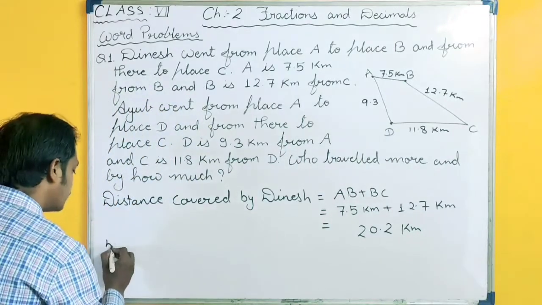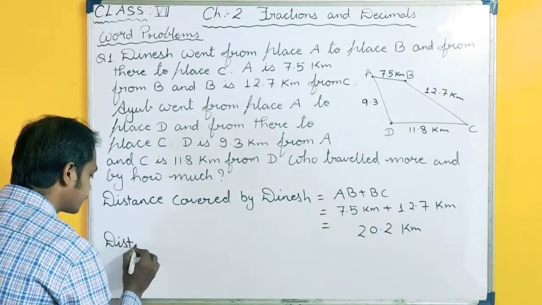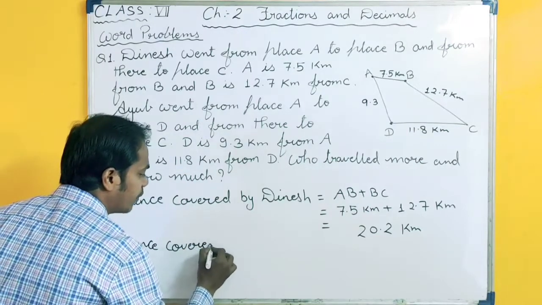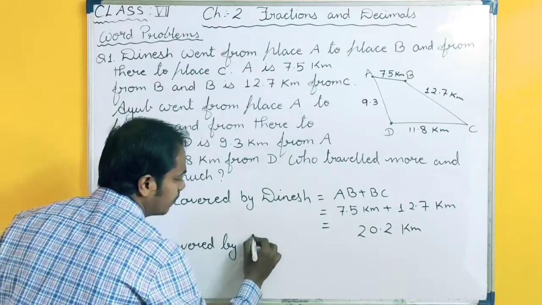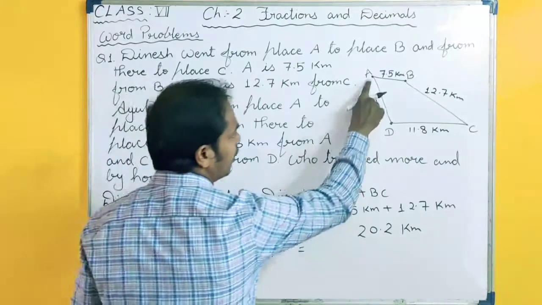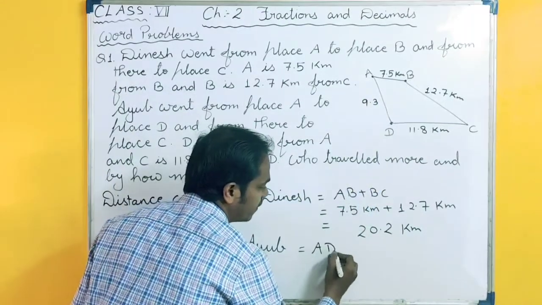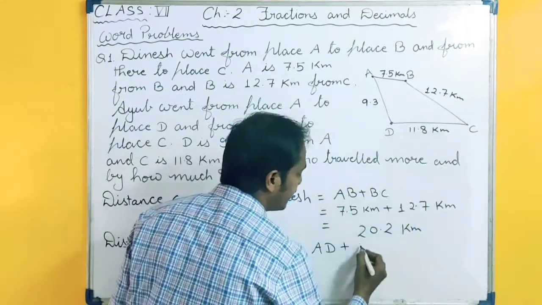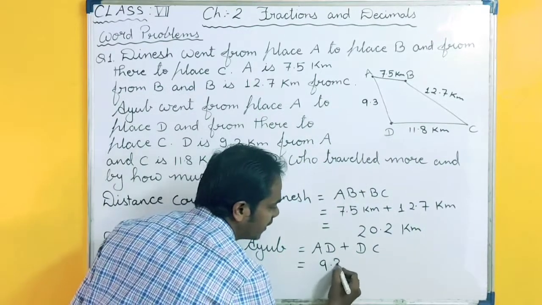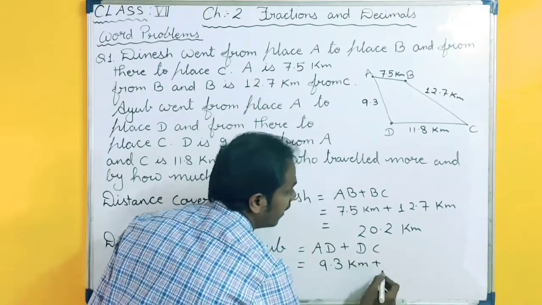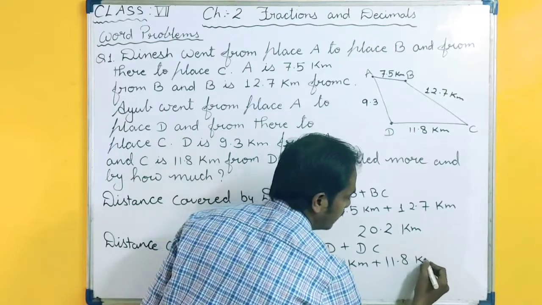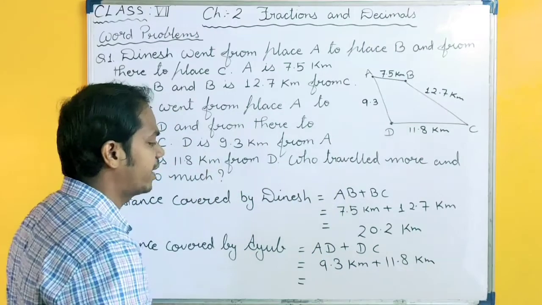Okay. Now the distance covered by Ayub. So Ayub first went from A to D and then D to C. What is the distance of AD? 9.3 kilometer. And what is CD? 11.8 kilometer. Now add this.